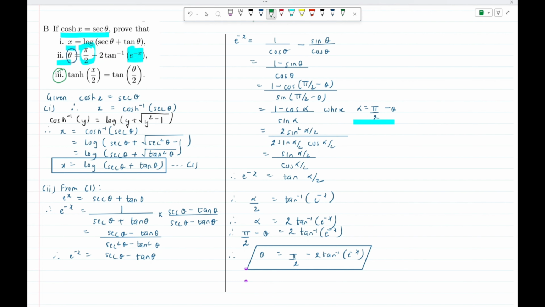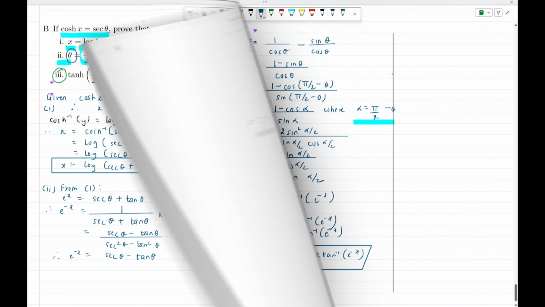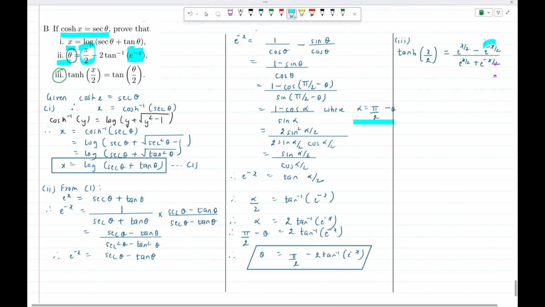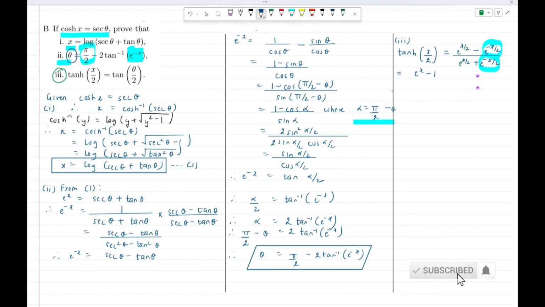So we are looking out for tan hyperbolic ratio of x by 2, and we need to show that it is equal to tan of theta by 2. Here we can start with the definition of tan hyperbolic. So by definition, tan hyperbolic of x by 2 is going to be e raised to x by 2 minus e raised to minus x by 2 divided by e raised to x by 2 plus e raised to minus x by 2. And using the reciprocal property for this, we can rewrite this expression as e raised to x minus 1 divided by e raised to x plus 1.